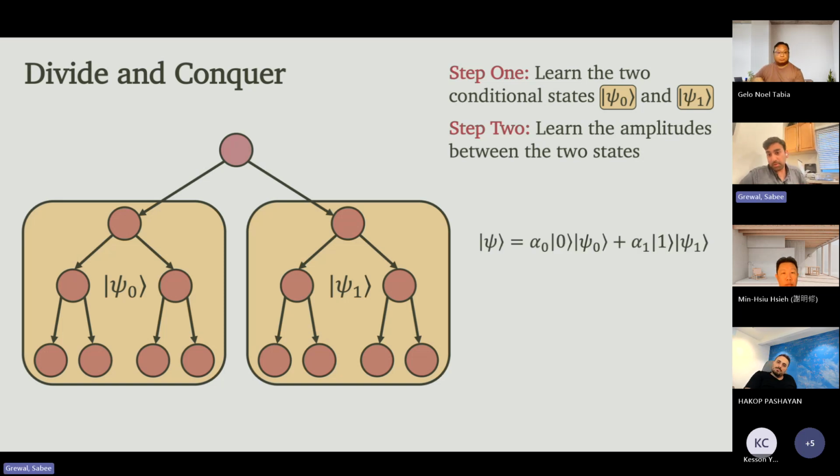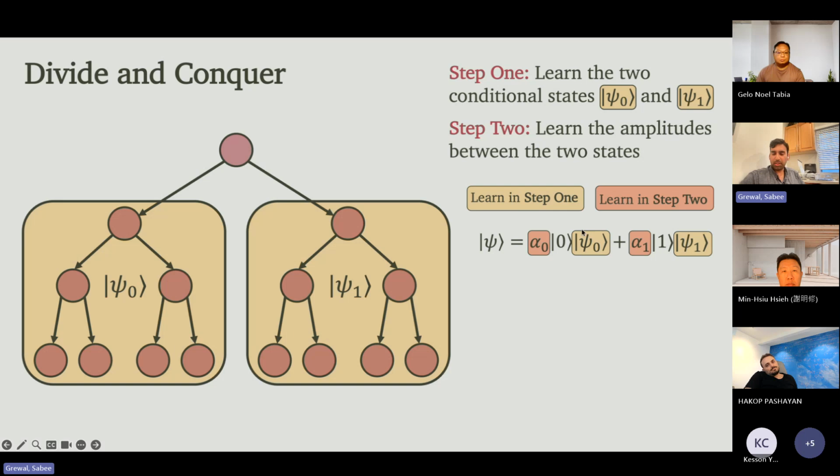So just in symbols, hopefully to make it a little bit clearer, we have our state psi. We can decompose it in this way that matches our binary tree. And in step 1, we're going to learn these psi0 and psi1. And then in step 2, we're going to choose amplitudes alpha 0 and alpha 1 so that this glued together state is a normalized pure state that describes psi.